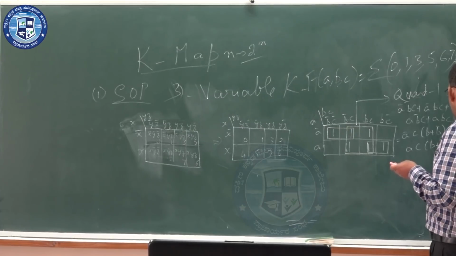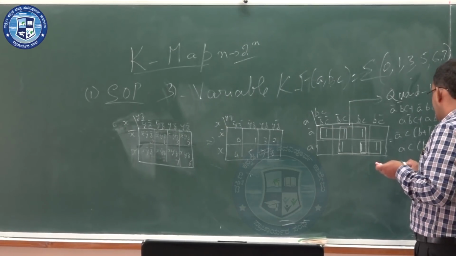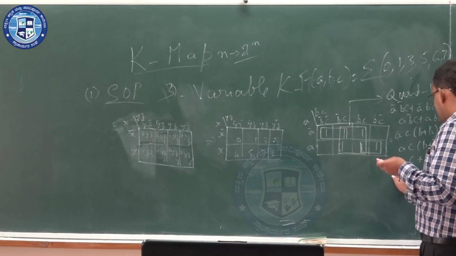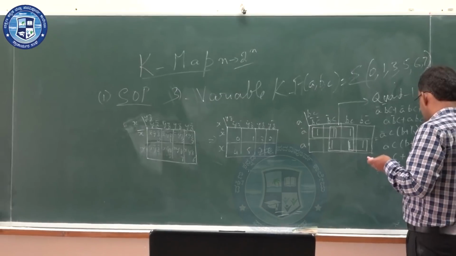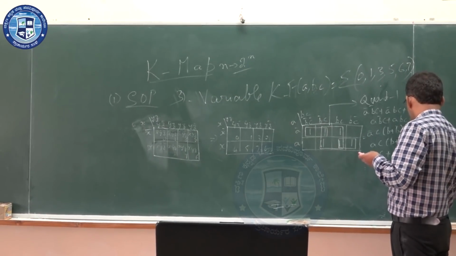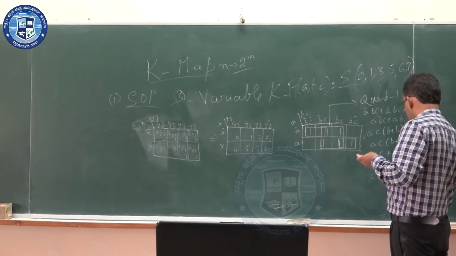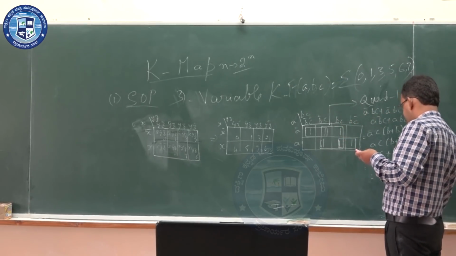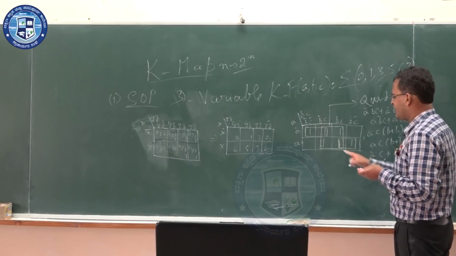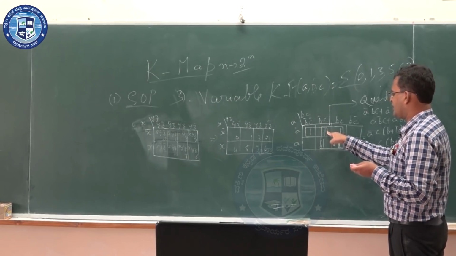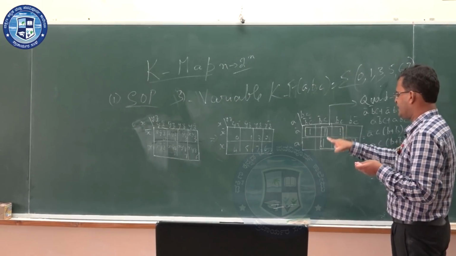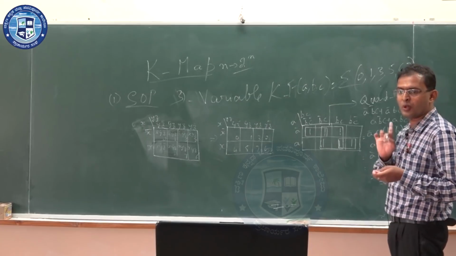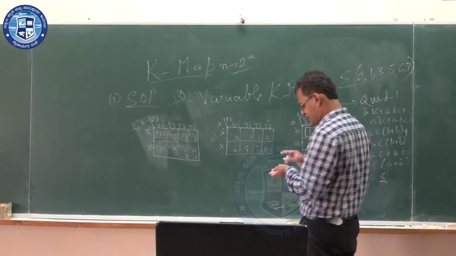Applying the complementary theorem, I am getting the answer as A bar C plus A C. C is common, A plus A bar, which is equal to C. So, the answer of the first quad is C. I have taken A bar B bar C, A bar B C, A B bar C, A B C, quad, 4 bits, quad means 4 bits.